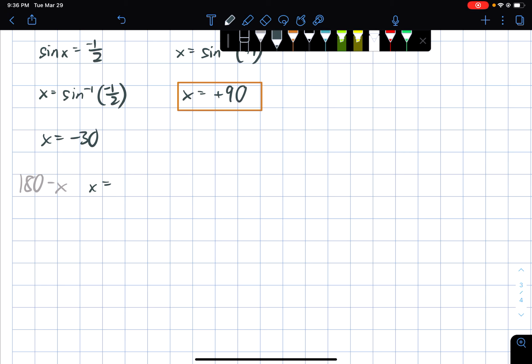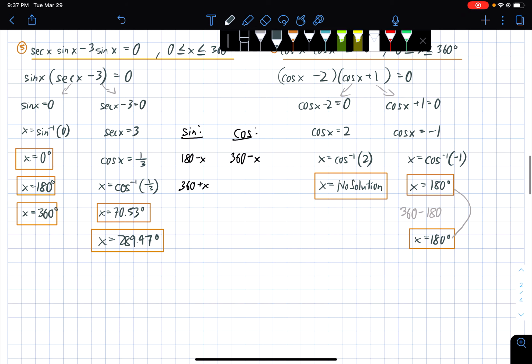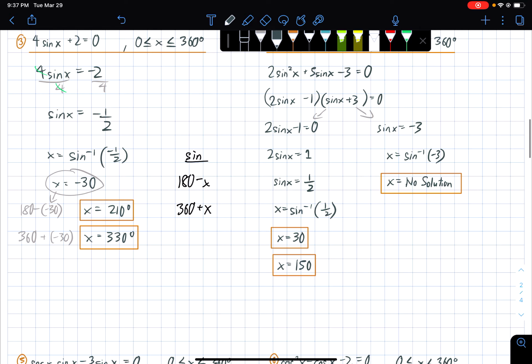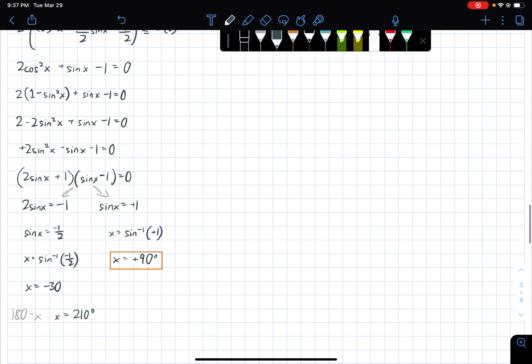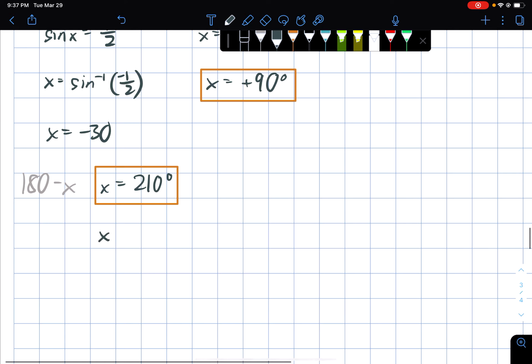180 minus x, which is -30, is 210 degrees. Don't forget the degrees. I might have forgotten that earlier. Alright, so far so good. So far, questionable. Anyways, this is a final answer. And the other x, so 360 plus x, which is -30. 360 minus +30 or plus -30. I'm sorry for the confusion.